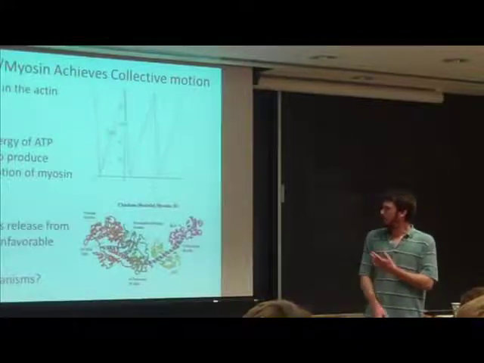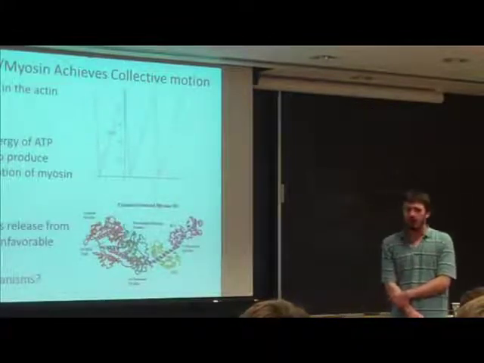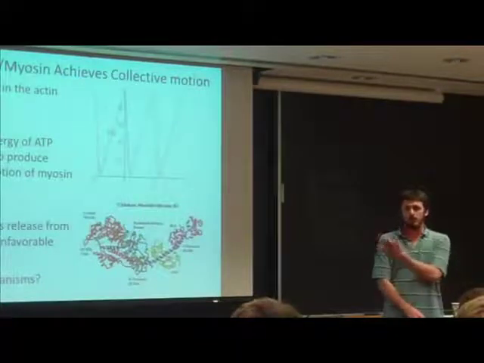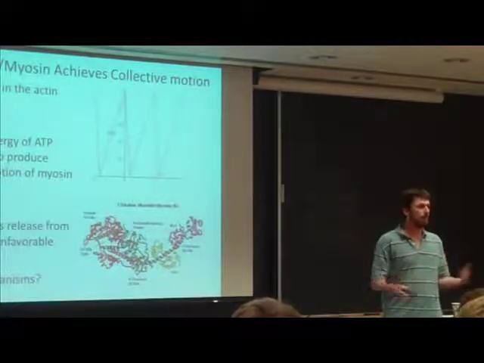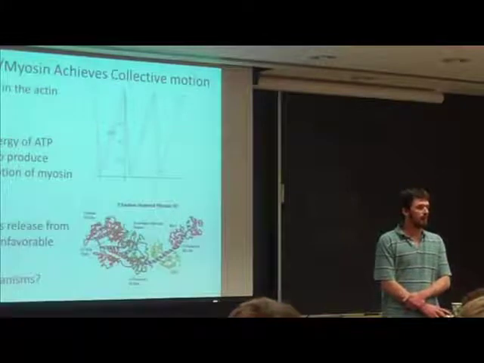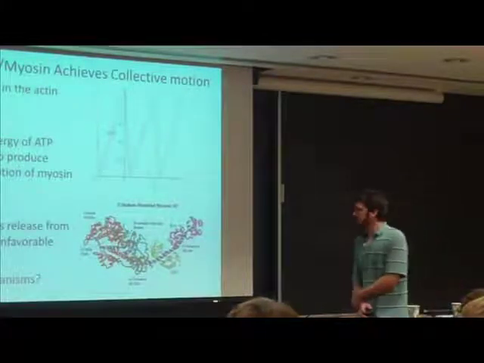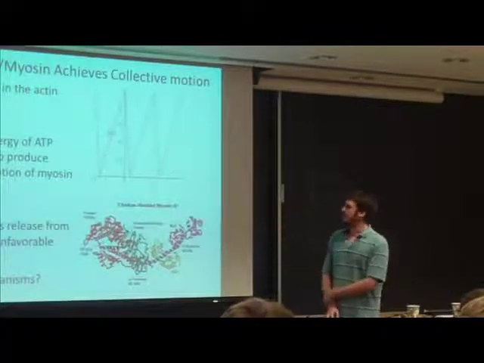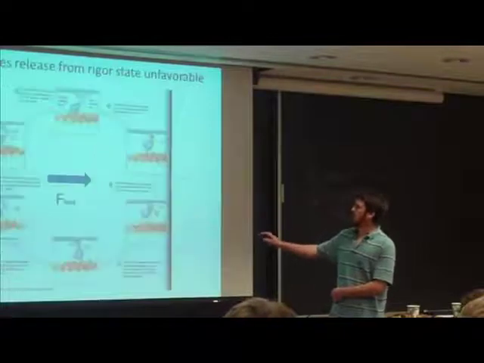And finally, there are lots of other mechanisms, and we want to be able to investigate them. We proposed via our model, for example, the collective effects of having many different heads working together. Those are some of the properties of the actin myosin system that allow it to deal with the stochastic environment in which it operates.